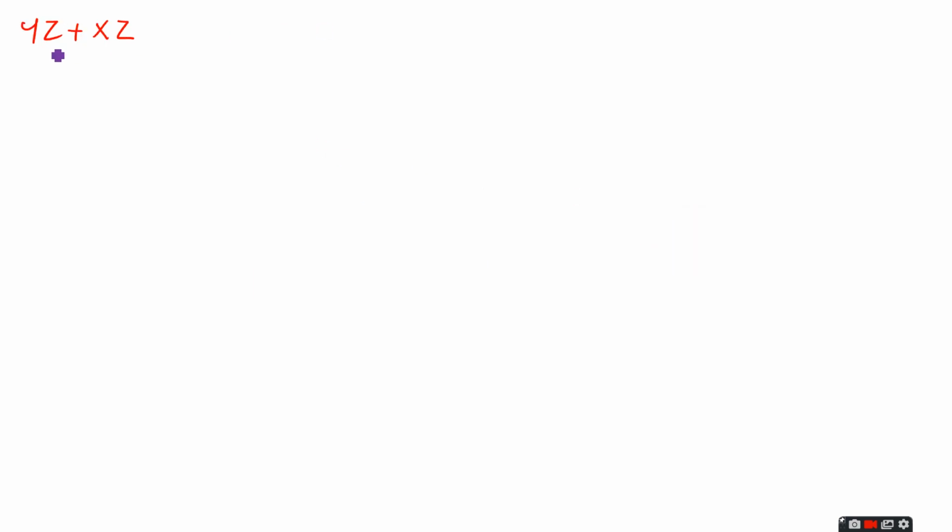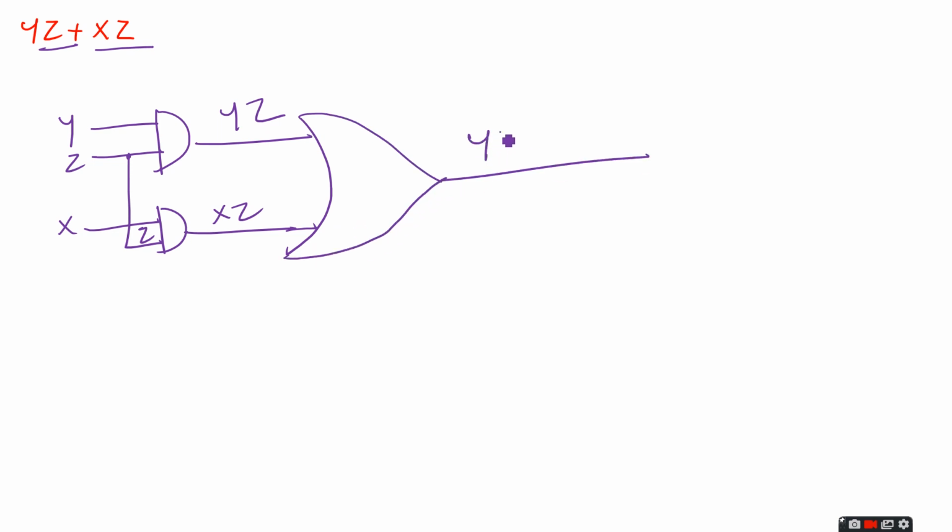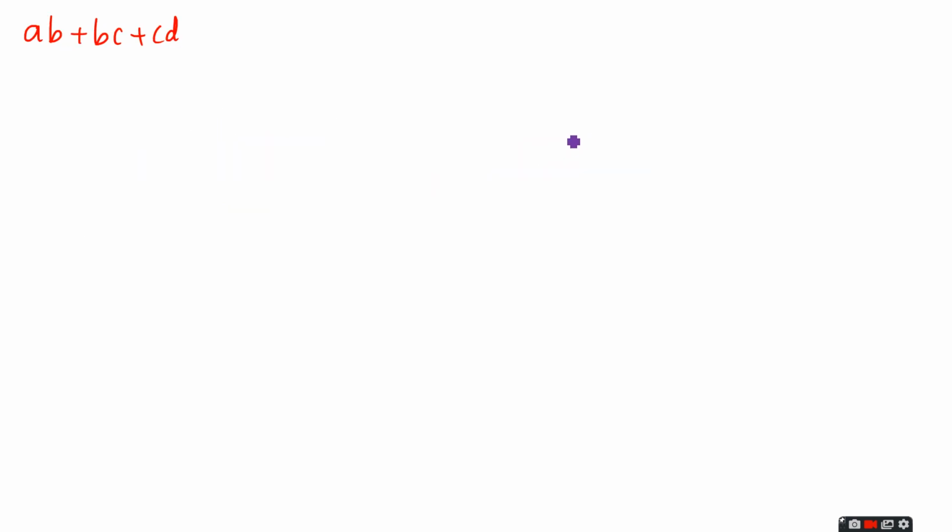Now next question, YZ plus XZ. So we'll take Y, then Z, pass it through AND gate, we'll get YZ. Then we'll take X, then we'll take Z, then we'll pass it through AND gate, we'll get XZ. After that, we will pass both these through OR gate. Then we will get YZ plus XZ.